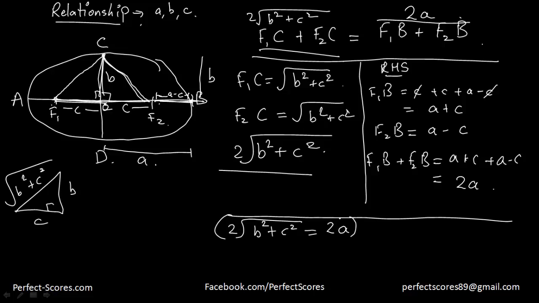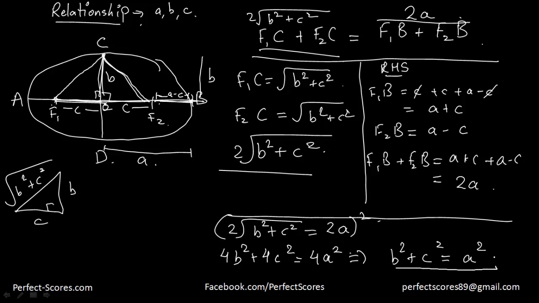And if I square the whole equation up, I'm going to get 4 times B square plus 4 times C square. That is equal to 4 times A square. Right? That means from here I'm going to get that B square plus C square is equal to A square, and that is the relationship between A, B and C.